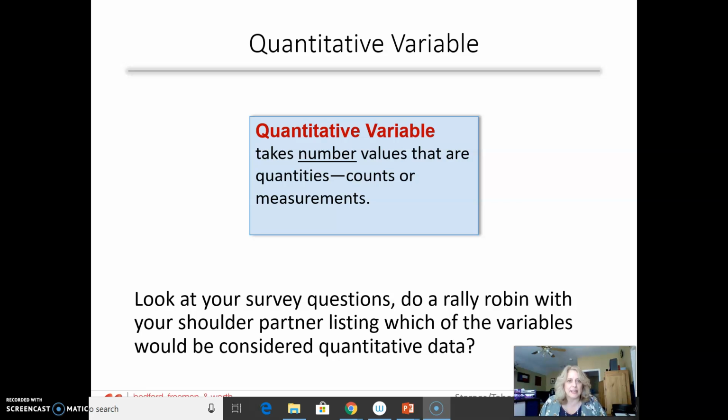Quantitative variables take number values that are quantities, counts, or measurements. In this case, I want you to look again at your survey questions and list which of these are quantitative. Some of the ones that just stand out are: how far did you travel to get to school today? How many contacts do you have in your cell phone? Hopefully you're getting that as well.